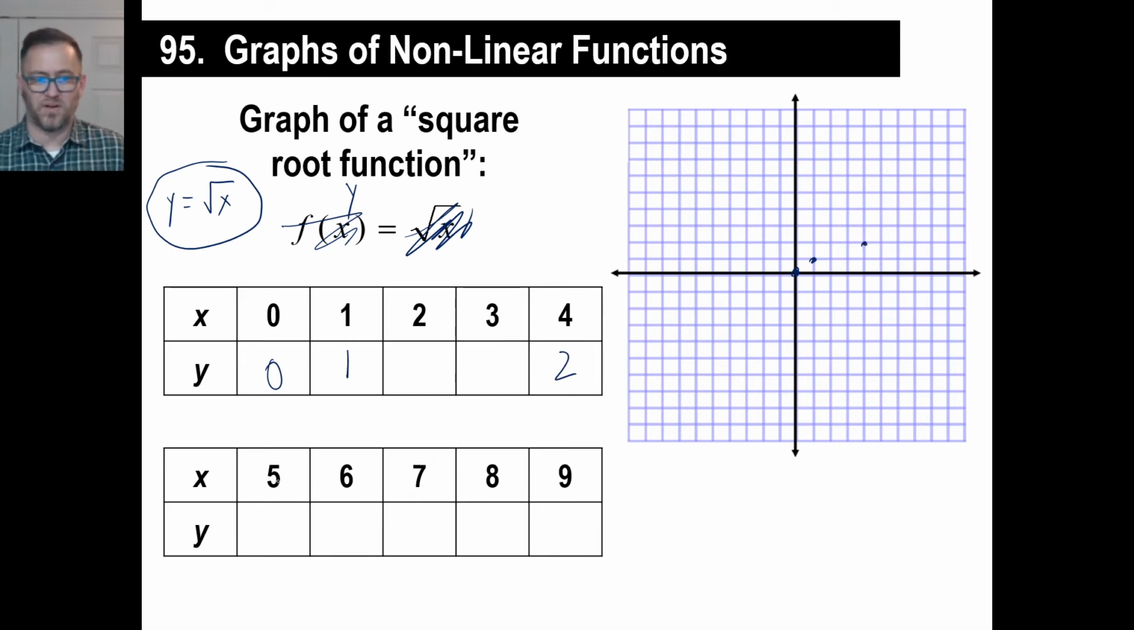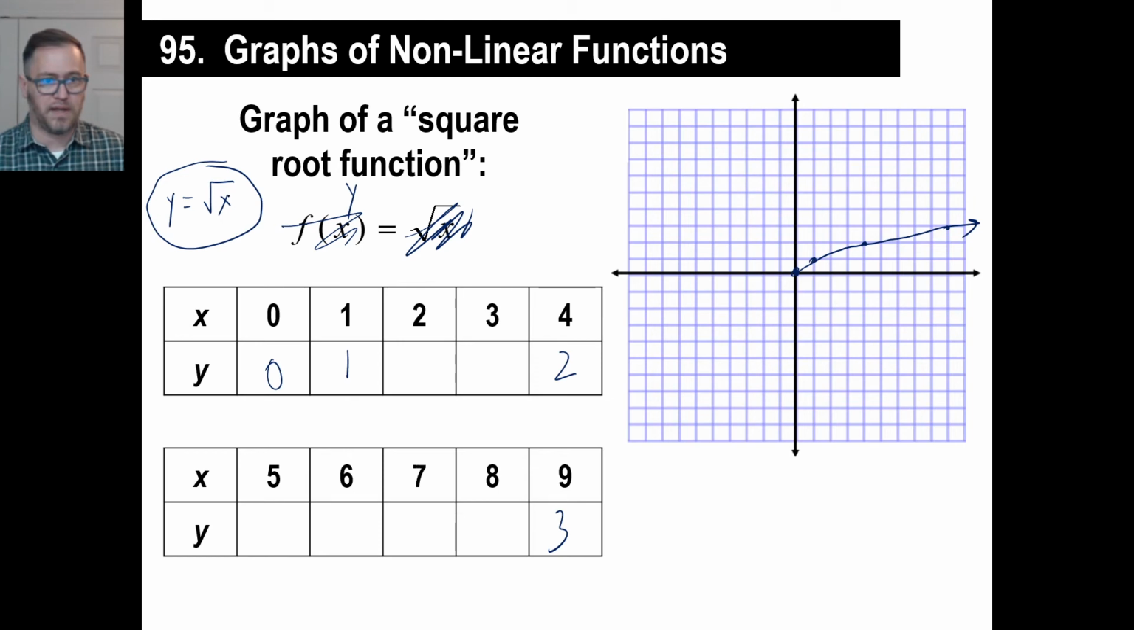You could probably keep going. I mean, the square root of 5, yeah. 6, 7, 8, nah. The square root of 9, we got that, right? That's going to be 3. So 9 over, and then 1, 2, 3 up. This is kind of what's happening here. It's curving. Now, one thing that is not happening is that it's not going to the left. Let's try x is negative 1. Let's put that in there.